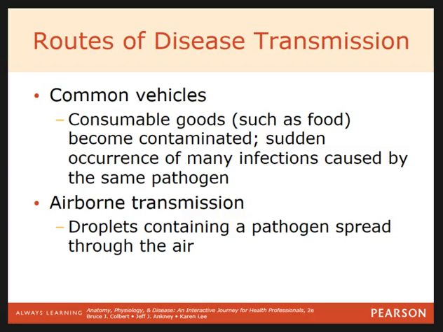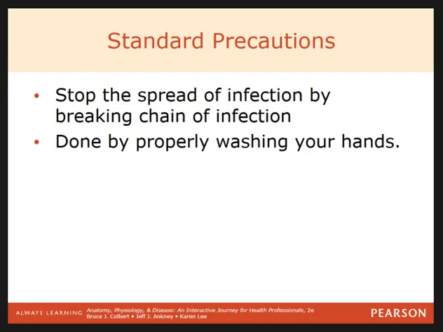So how do we prevent the transmission of these microbes and diseases? Well, we use standard precautions. Standard precautions stop the spread of infection by breaking the chain of infection. The first and foremost important component is proper hand washing and good hygiene. So washing your hands takes you a long way.